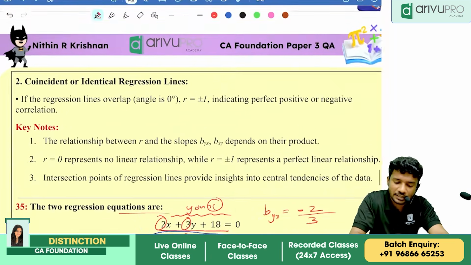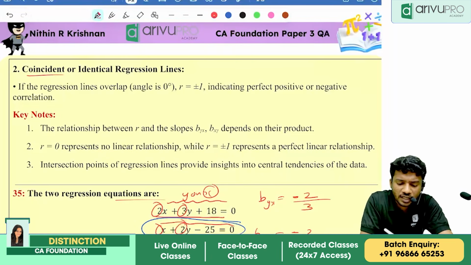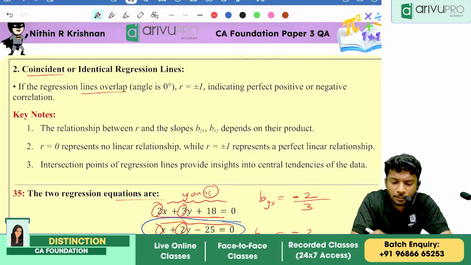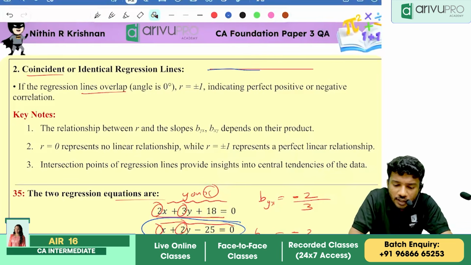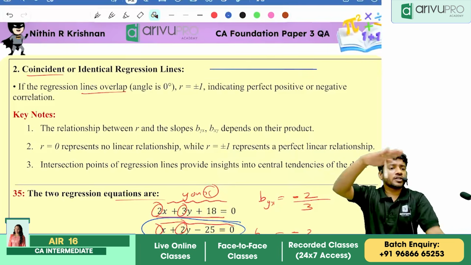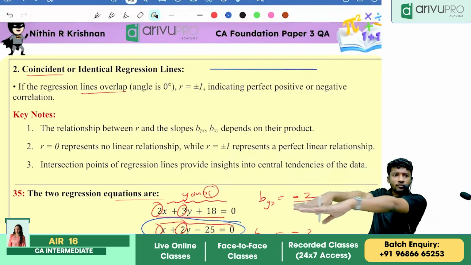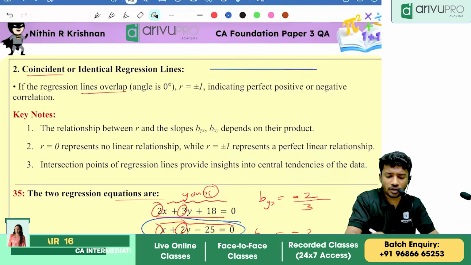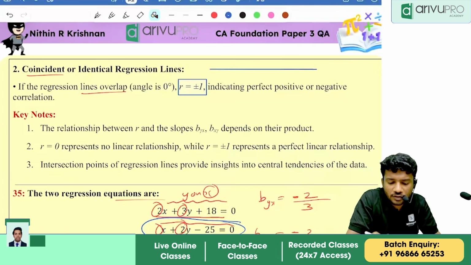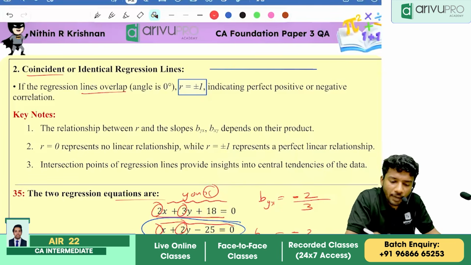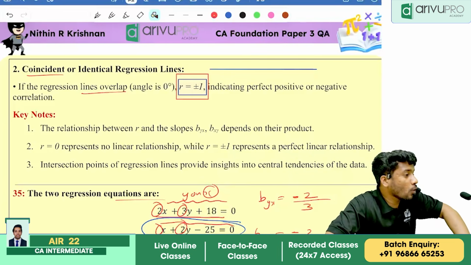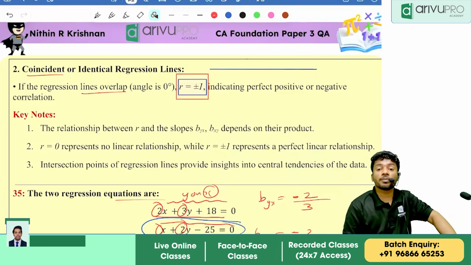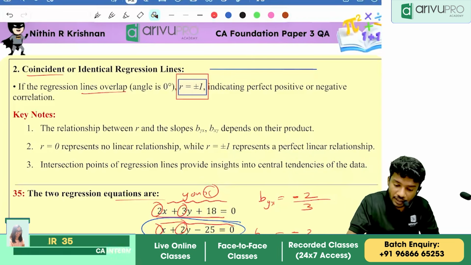Remember that. Then, when two regression lines overlap, means one line is there like this, then another line is also on top of it, going parallelly. Whenever the angle is 0, then the correlation coefficient will be plus or minus 1. Make a note of it. Whenever the angle is 0, it will be plus or minus 1. Perfect positive or perfect negative.